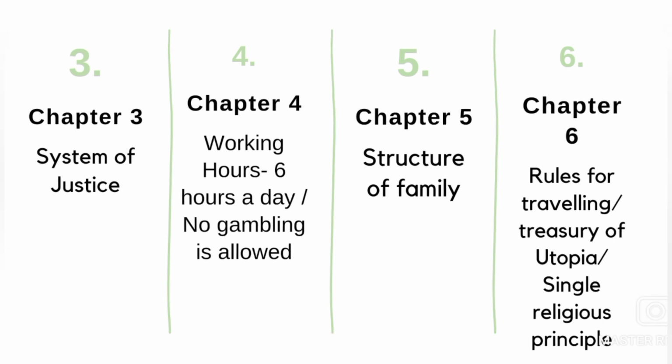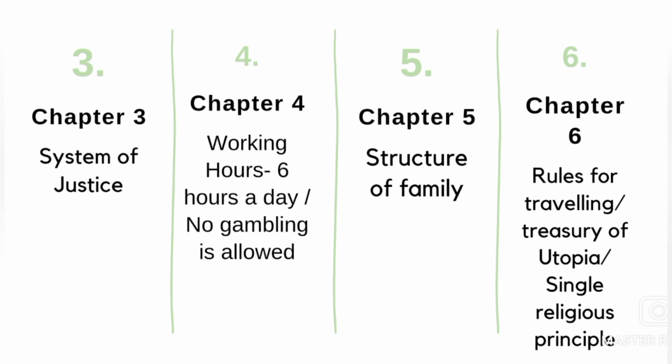Then chapter 5 deals with their structure of family, that their home rules are very strict, in which the oldest man rules the household, wives serve their husbands, and children their parents, and always the younger serves the elder, and no family can have more than 16 members.